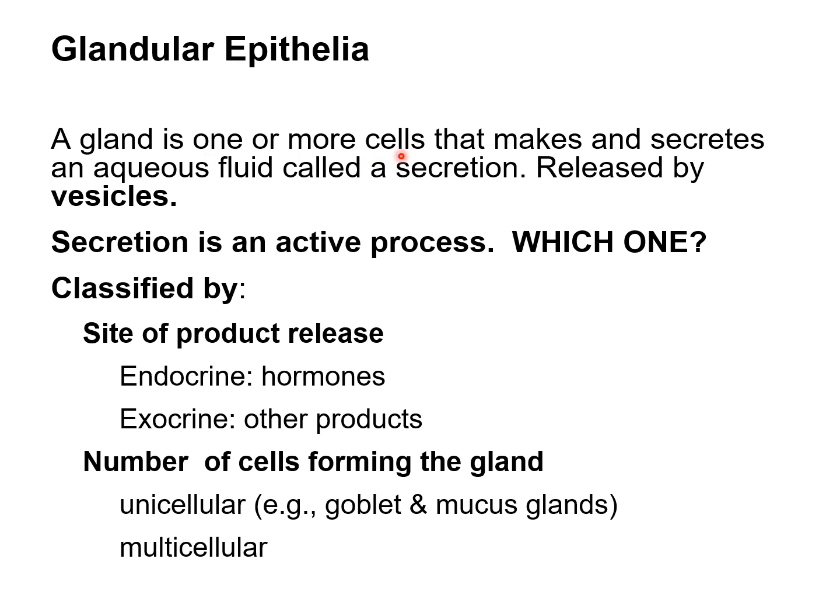A gland is one or more cells that secretes a substance released by a vesicle, which is like a little bubble inside the cell. There are different types of glands that we need to classify. There's endocrine versus exocrine, unicellular versus multicellular. We know unicellular means one cell, multicellular many cells. However, we need to clear up endocrine versus exocrine first.